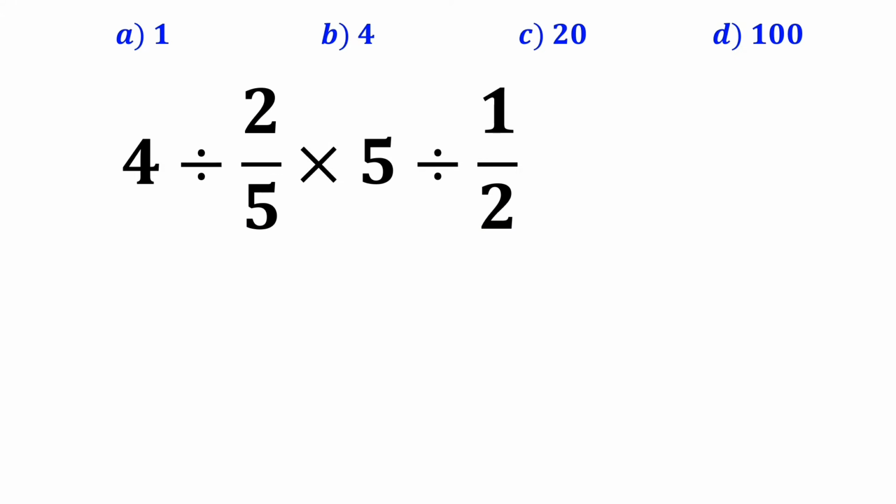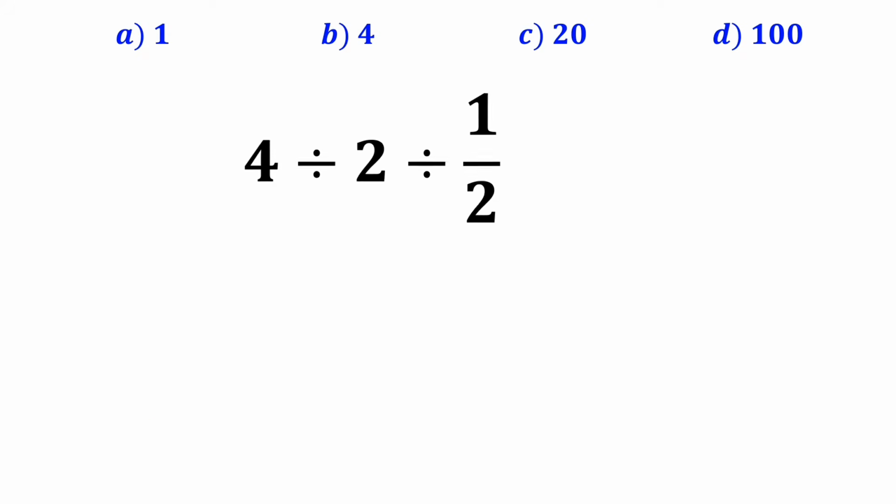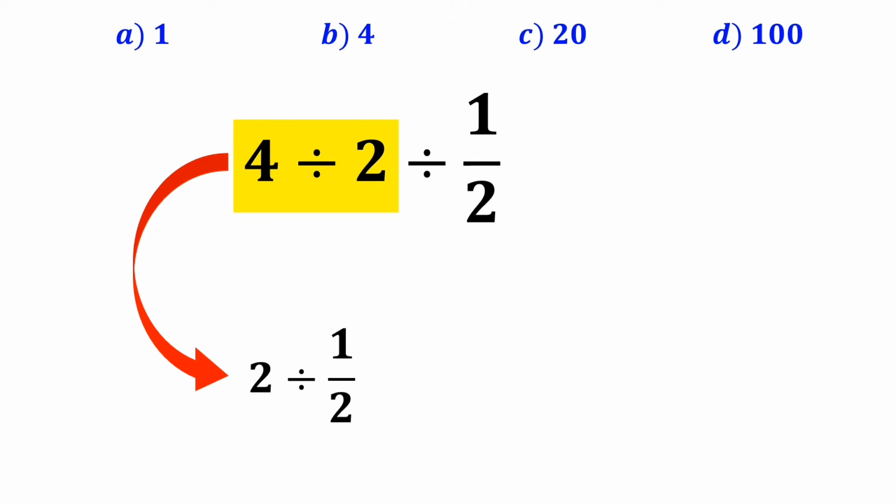Quite a few people, when faced with this question, might immediately focus on the part 2 over 5 times 5, which I have highlighted in yellow, and they tend to cancel out the 5's. So, they write the entire expression as 4 divided by 2 divided by 1 over 2. In the following step, they often calculate 4 divided by 2 and say this simplifies the expression to 2 divided by 1 over 2. And finally, they conclude that this must be equal to 4.